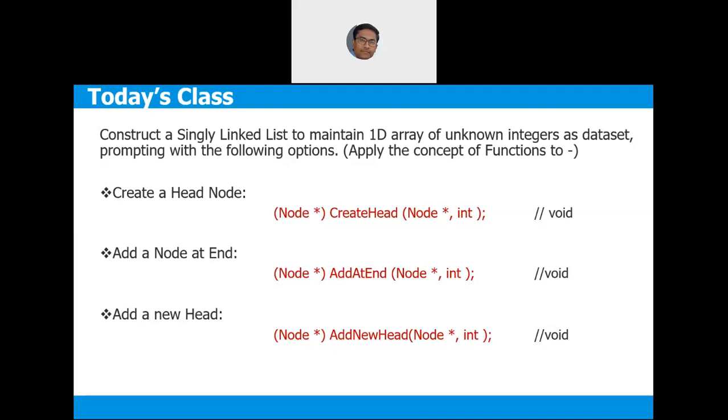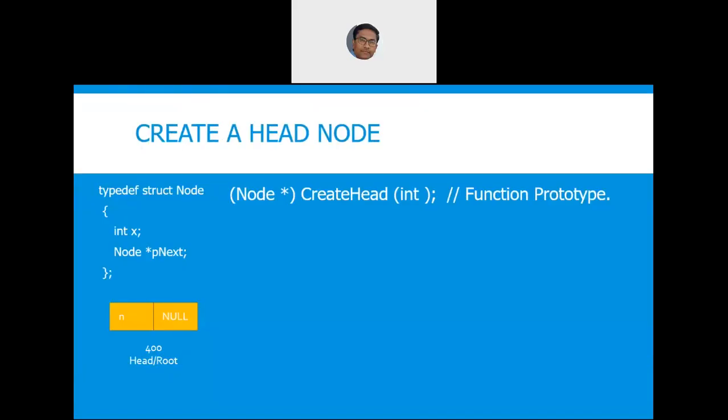For example, you are asked to create a head node of a singly linked list, or add a node at a specific place, or add a node at the end. So you assume that you are getting a head node, and then you are passing some specific value with which you need to add. Okay. So let us proceed.